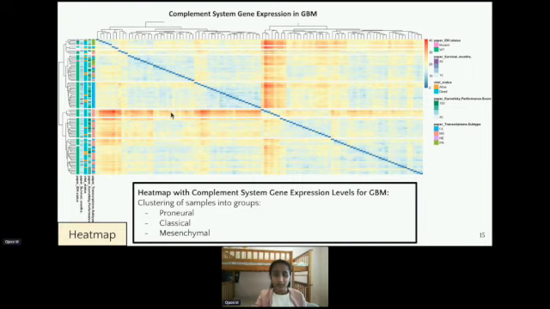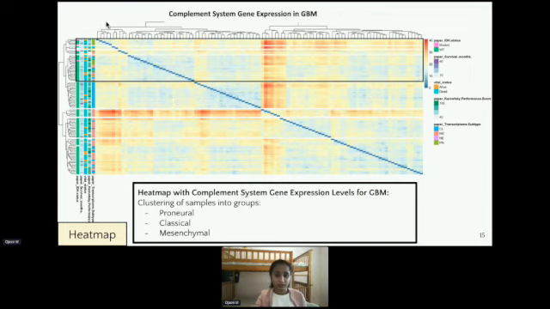In glioblastoma, clustering is observed with the transcriptional subtypes in 3 clusters: a proneural cluster, a classical cluster, and a mesenchymal cluster.